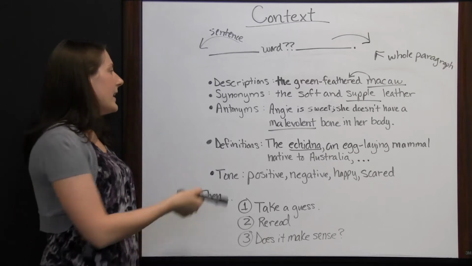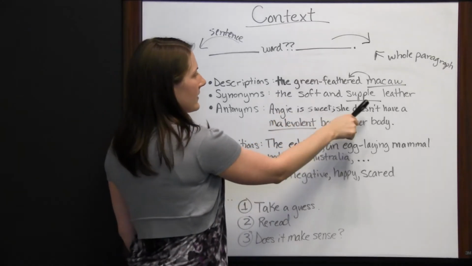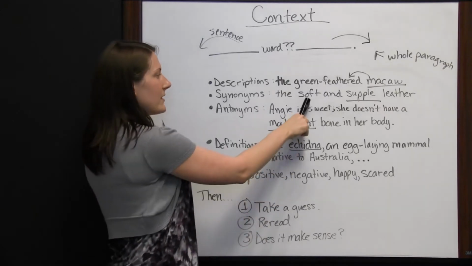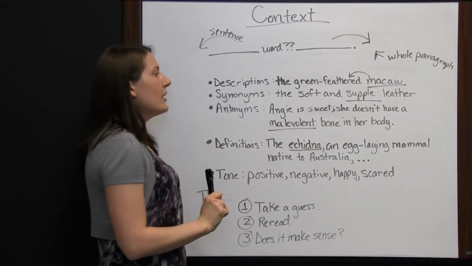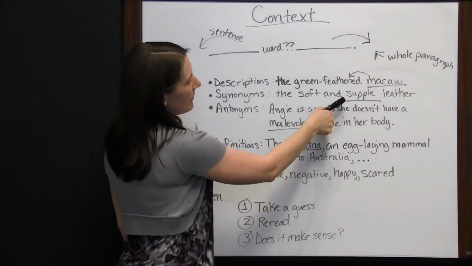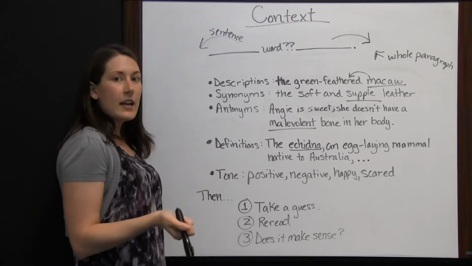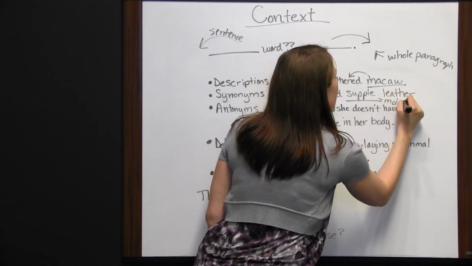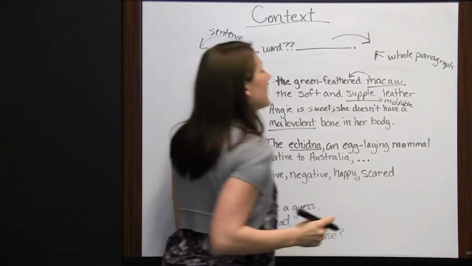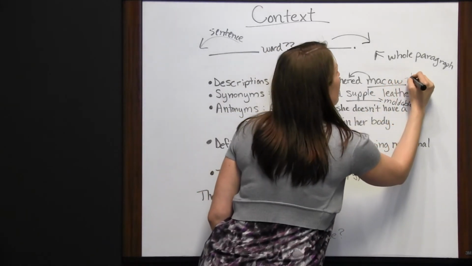Another clue you can look at are synonyms. If you hear the soft and supple leather, well, since you have soft here and then supple, both describing leather, you can figure out that supple probably has something to do with being soft. And in reality, it means moldable. It's easily moldable, and it is somewhat soft to be able to do that. We'll go ahead and note that this one was our bird.